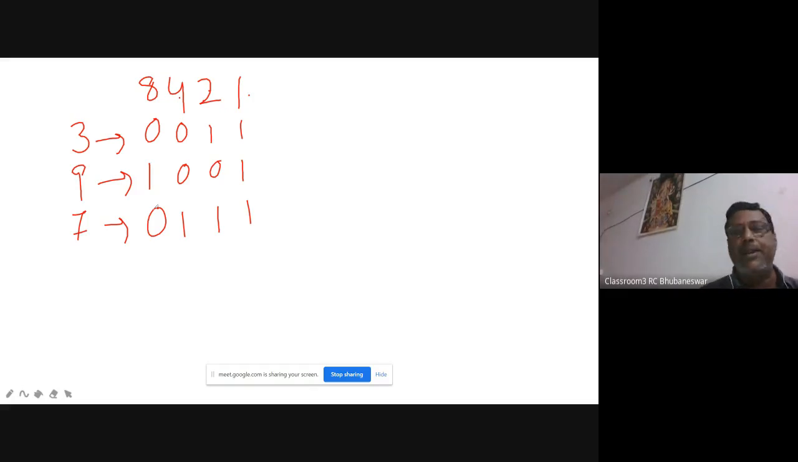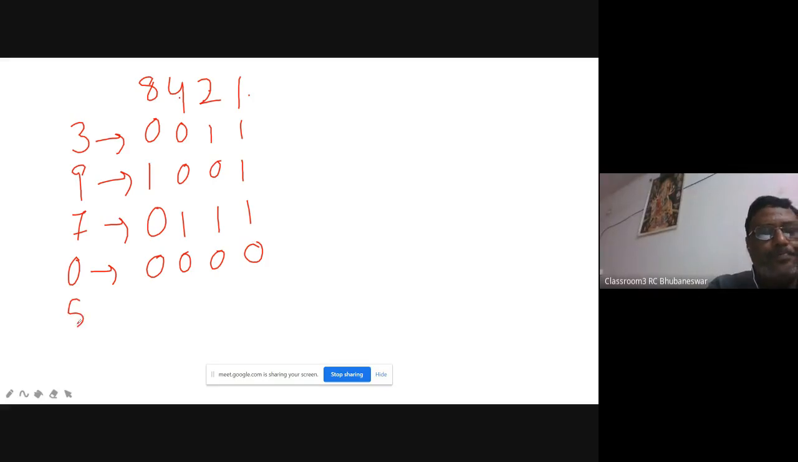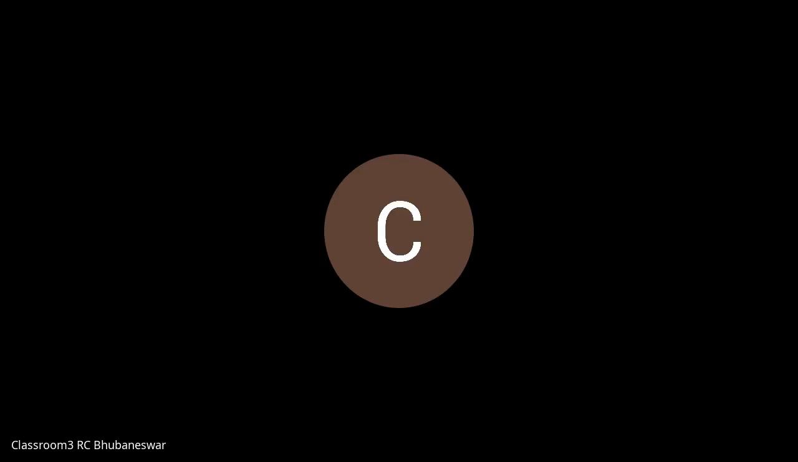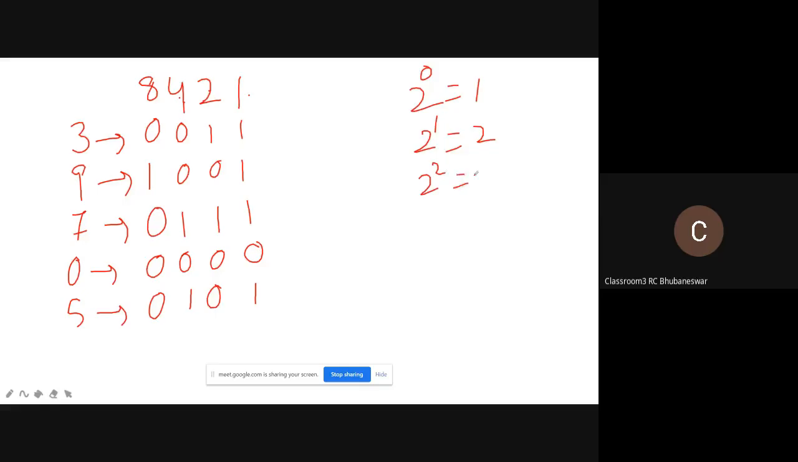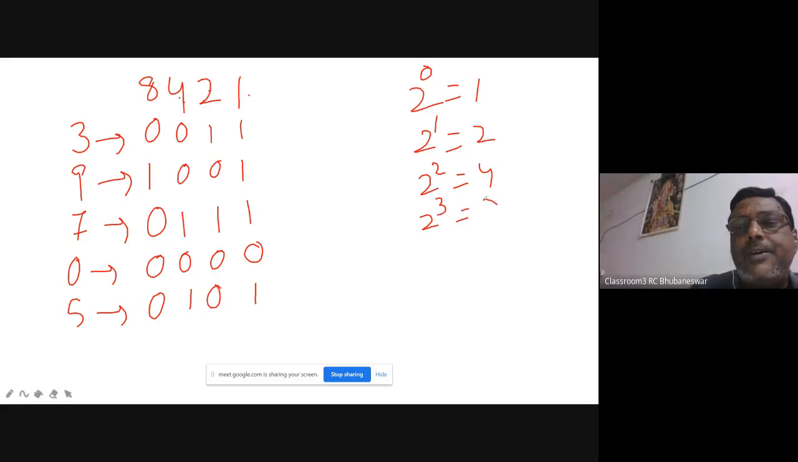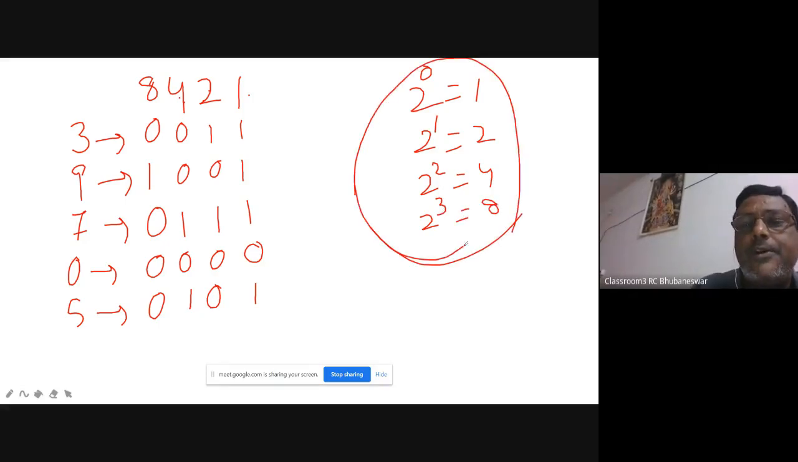BCD, binary coded decimal. You know that in decimal numbers, we have the values from 0 to 9. For the value 0, no digit will be added, so this is 0. Suppose 5: 4 plus 1 is 5. This will be 0, 1, 0, 1. 4 and 1 are used. So this BCD code, 8421 code, is of 4-bit.